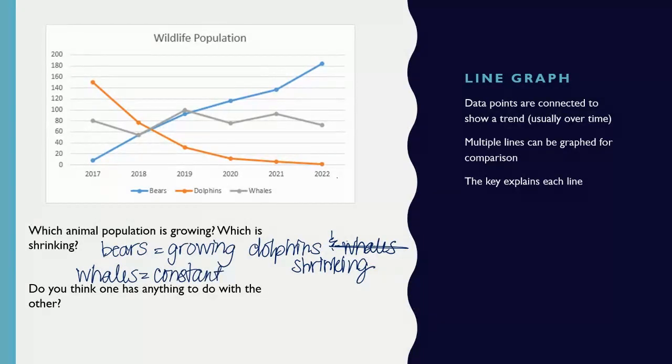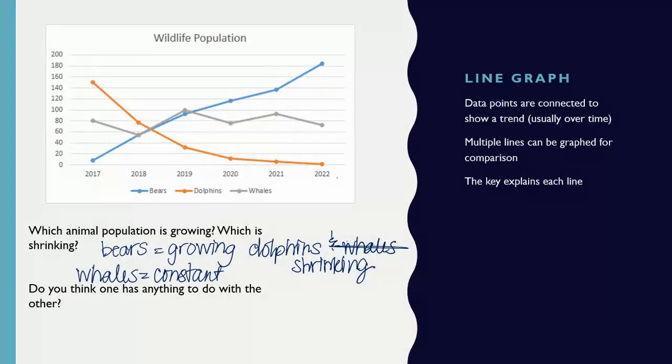Okay? And then the next question is, do you think one has anything to do with the other? Do you think that the rising bear population might be causing the dropping dolphin population? I don't know. I guess it depends on the kind of bear we're talking about. And they don't tell us, do they? But if it were polar bears that live near water, I might say maybe. Polar bears can swim, and I know that they like sea lions and other fish in the sea. So maybe they are going after the dolphins.